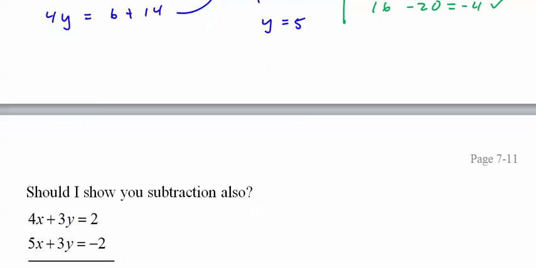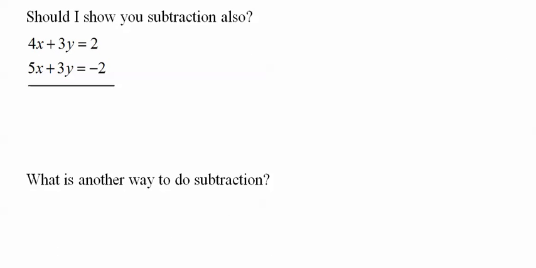This is tricky stuff. You're going to need a lot of practice. People see this one here, and they say, oh, just subtract. 4 minus 5 is negative x. 3y minus 3y is gone. 2 minus negative 2 is 4. x equals negative 4. And I'll come back and finish this in a second.